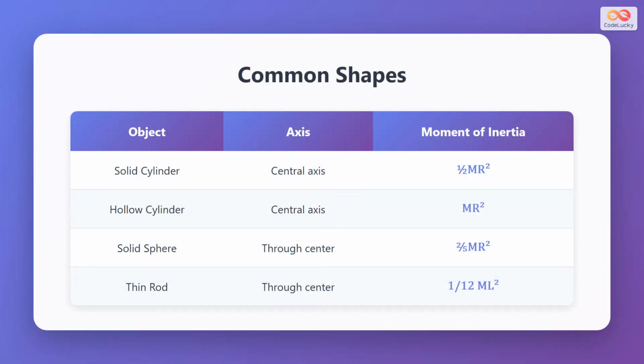Different shapes have different formulas for moment of inertia. A solid cylinder rotating about its central axis has moment of inertia equal to 1/2 m r squared. A hollow cylinder about the same axis has moment of inertia m r squared. A solid sphere rotating through its center has moment of inertia equal to 2/5 m r squared. And a thin rod rotating through its center has moment of inertia equal to 1/12 m L squared, where L is the length of the rod.